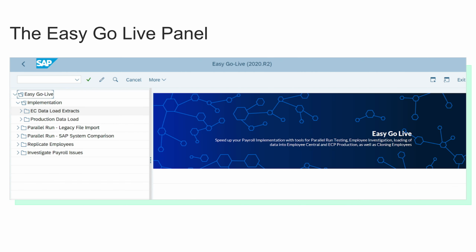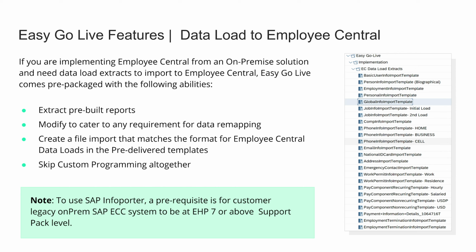So we start here at the main menu upon executing the Easy Go Live transaction code. Taking a look at a few of the individual menu items, let's take a look at the first one, Easy Data Load Extracts. You can see here on the right that we have expanded that folder to display all of the templates organizations can use to pull the master data out of the existing SAP system into the right format for uploading into Employee Central.